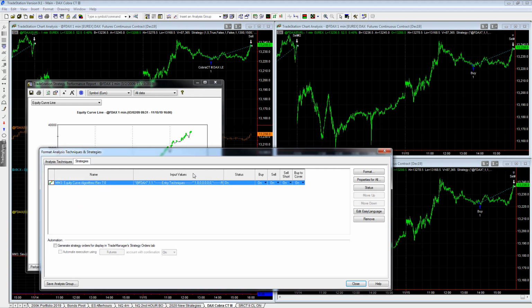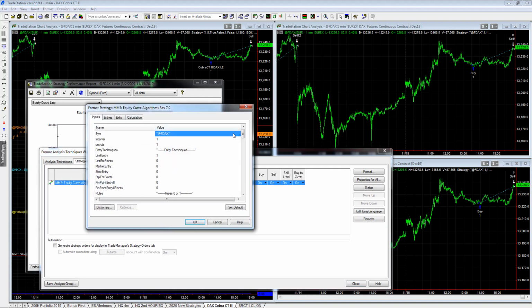So format strategies, and we're using a limit entry. There's multiple entry techniques you can use. Pick the limit entry, or the market entry, or the stop entry, or the pinpoint entry. When you pick the limit entry, or the stop entry, or the pinpoint entry, you also select the points. But only pick one of these on the entries. Entry techniques, only one. Rules 7, 8, and 9 is what I used on this actually. And so the degradation algorithm is rules 8 and 9.